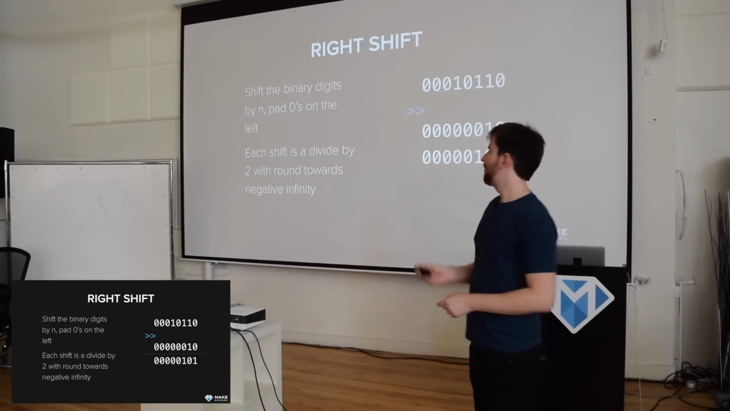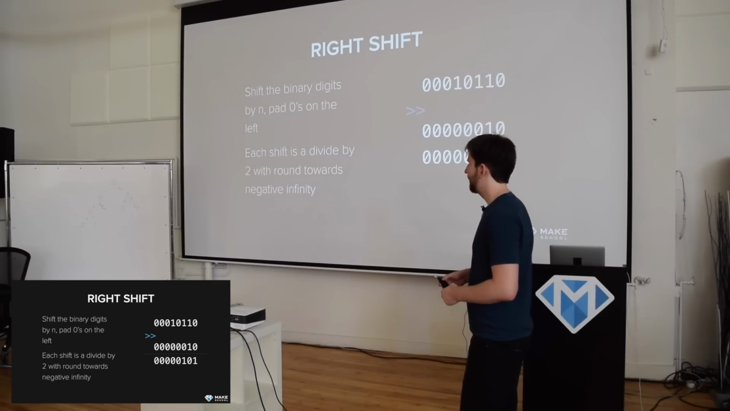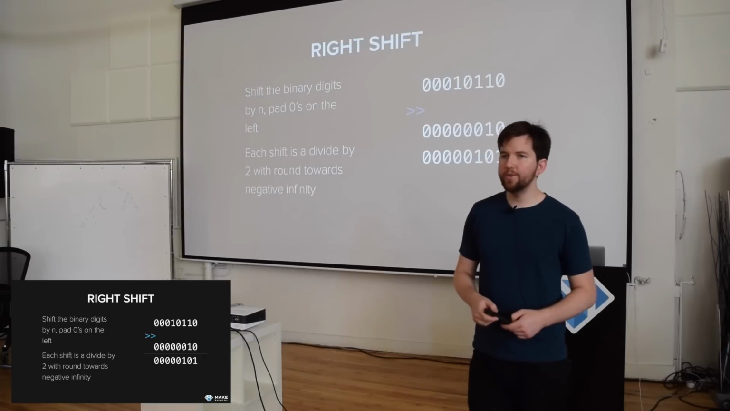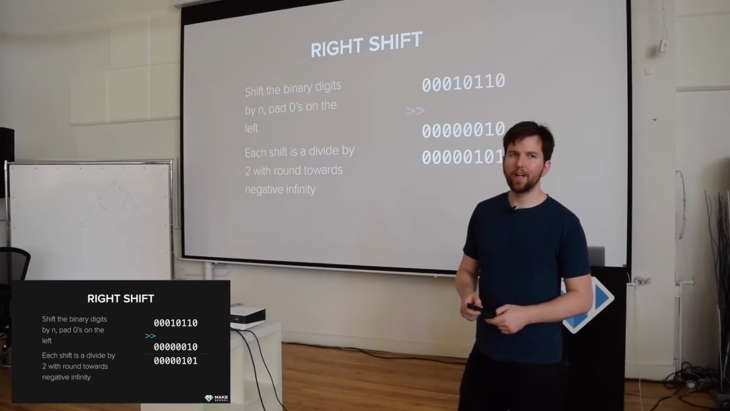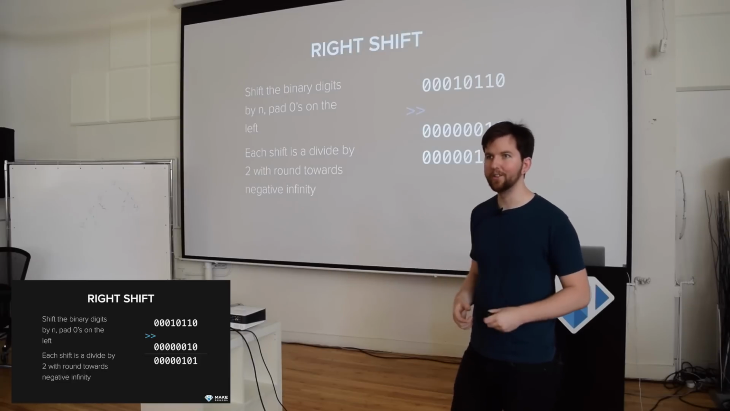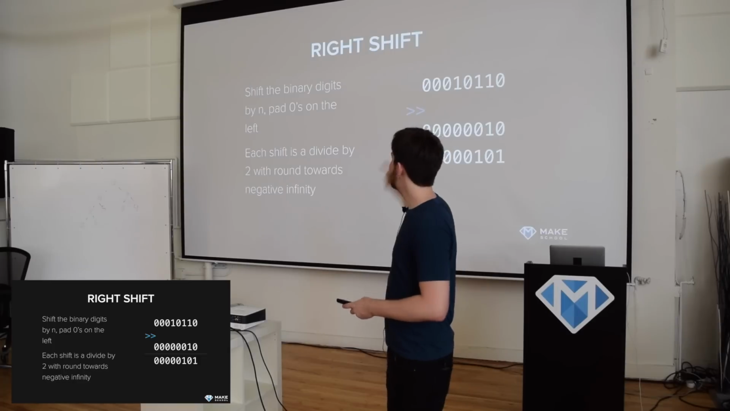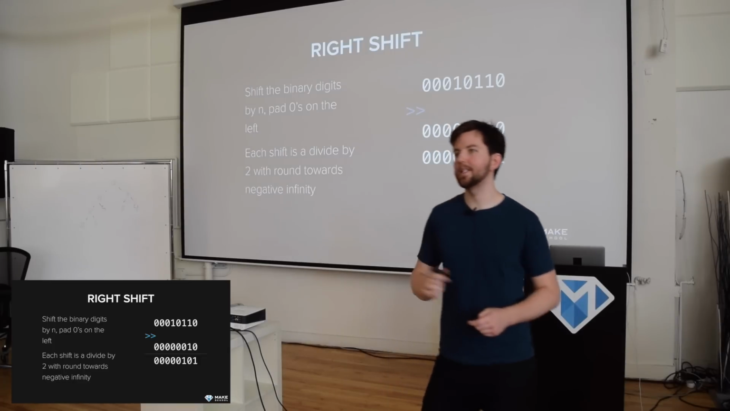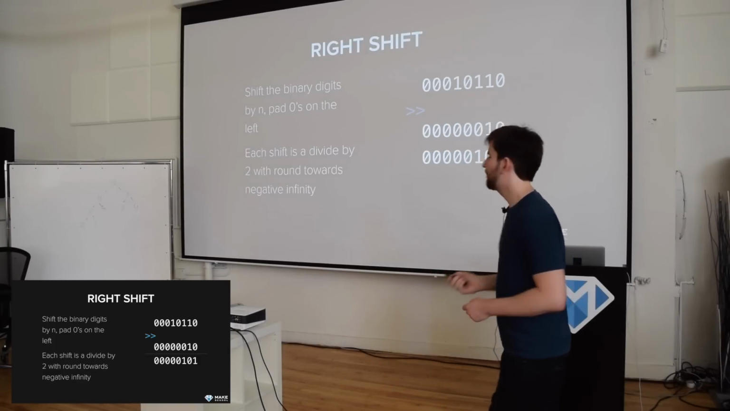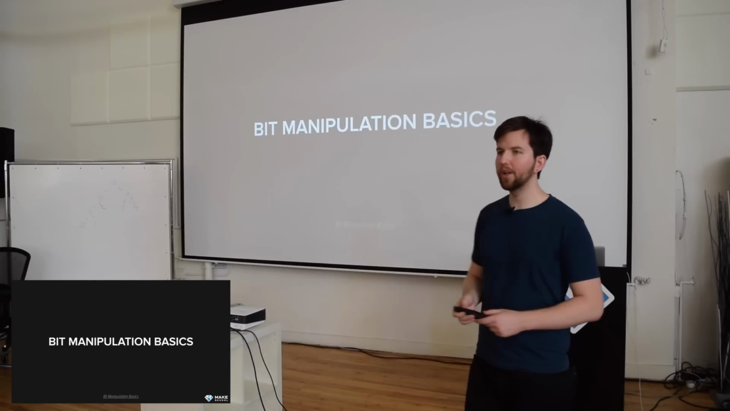So right shifts can be used to divide by 2. Generally speaking, when you use a shift, you're not going to use it to multiply or divide because you could just write directly in the source code times 2, and you could let the compiler figure it out for you. Generally speaking, you're going to use shifts to make things called bit masks. So we'll see what a bit mask is here when we talk about bit manipulation basics.